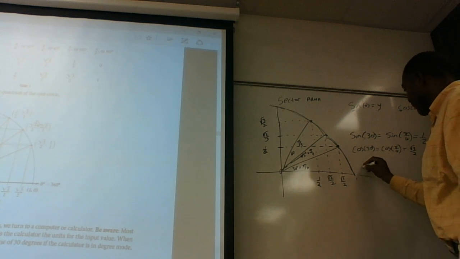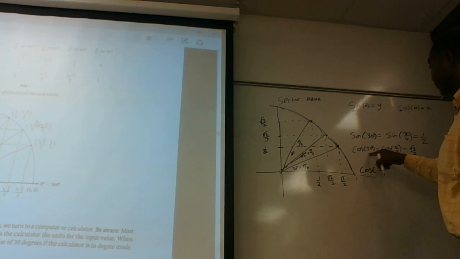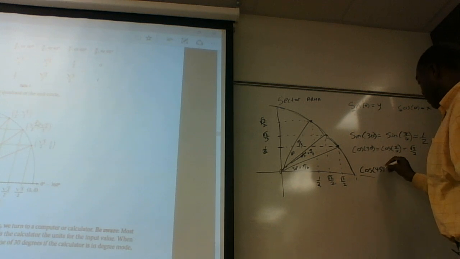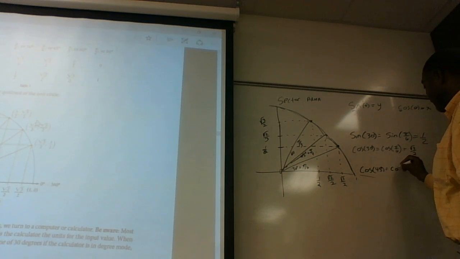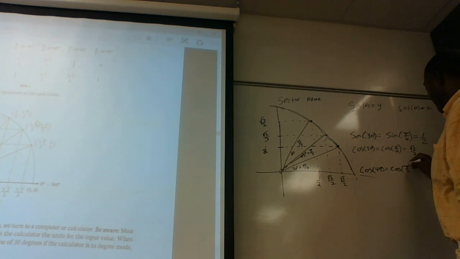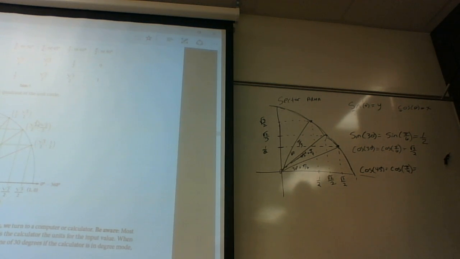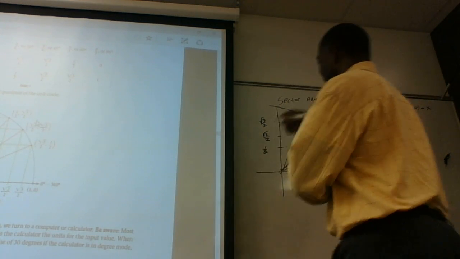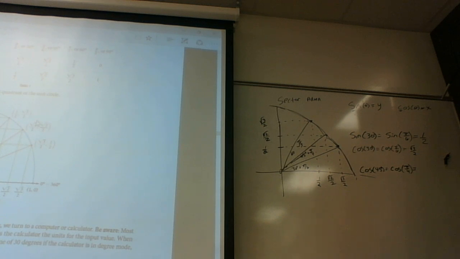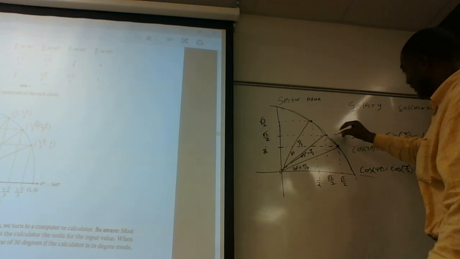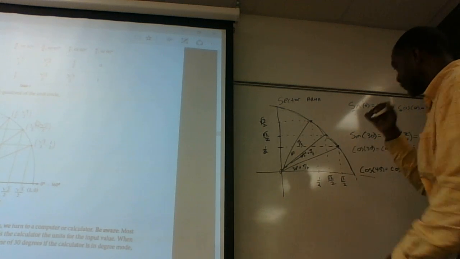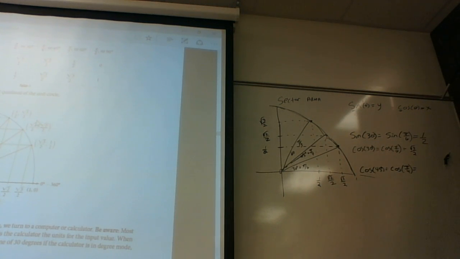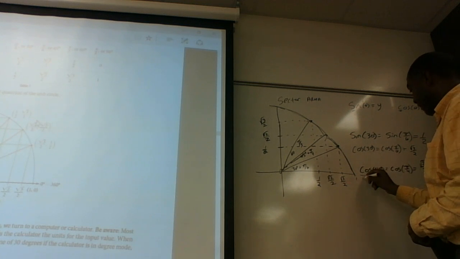So again, what is cosine? Because now I'm switching up. What is cosine of 45 degrees? Well, you know cosine of 45 degrees is the same thing as cosine of pi over 4. That should be 2. Cosine of 45 degrees. Notice your sine and your cosine are equal. So that's square root 2 over 2. And the same thing if it was sine of 45 degrees, or pi over 4.